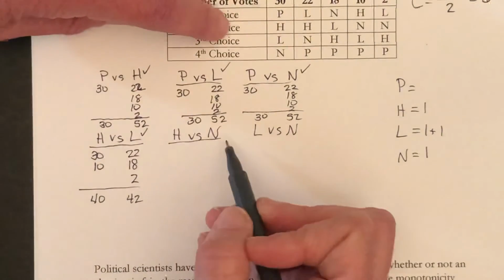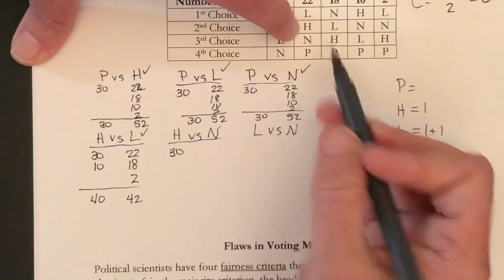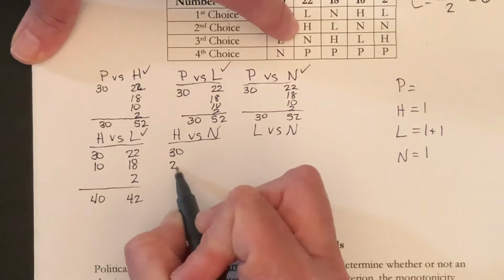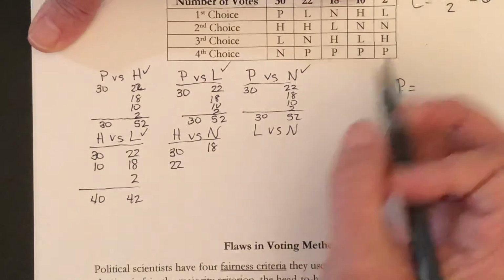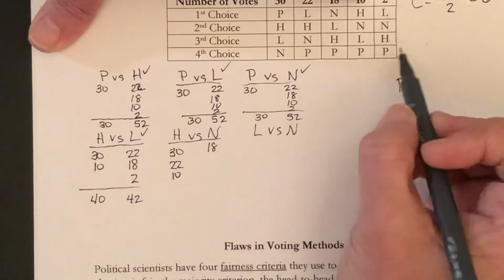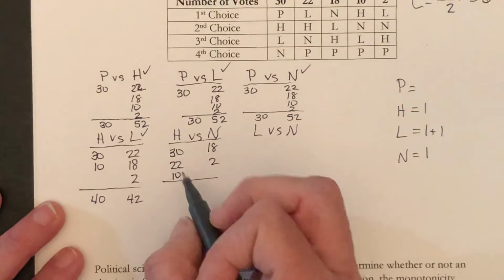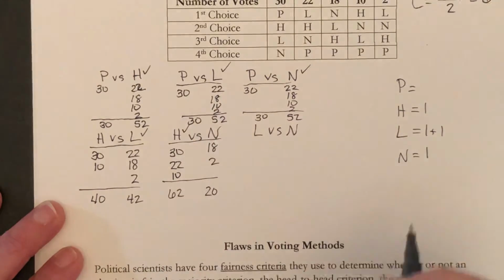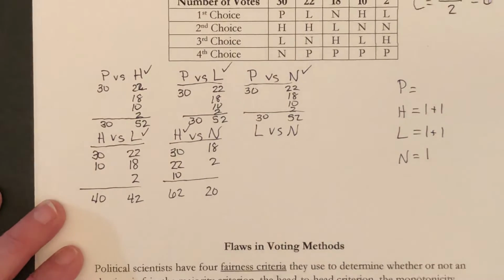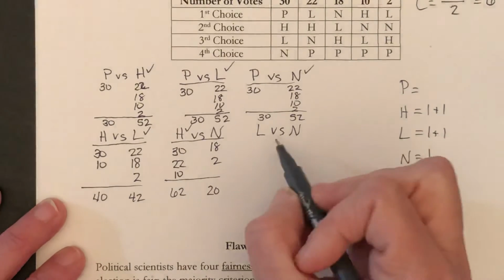Okay, Hypatia versus Newton. She wins 30 here and 22 here. Newton wins here, that's 18. She wins 10 and he wins 2. So add that up and you get 62 to 20. So Hypatia wins another point. So right now, Hypatia has 2, Leibniz has 1, Newton has 1. Let's see what happens here.